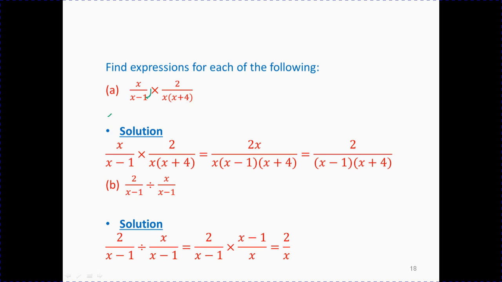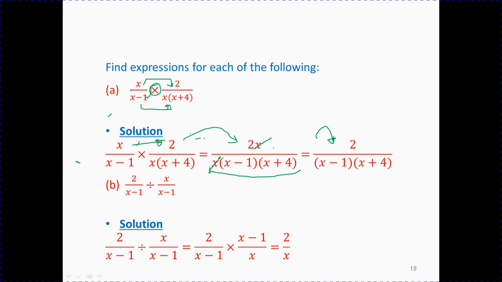As long as this is multiplication, then we multiply numerator by numerator and denominator by denominator, as you see. Now, x times 2 is 2x, and x minus 1 times x times x plus 4. So finally, we will have this expression, and we can cancel, or reduce, the x from the numerator and the x from the denominator. So the final answer will be 2 over x minus 1 times x plus 4. So this is the solution.